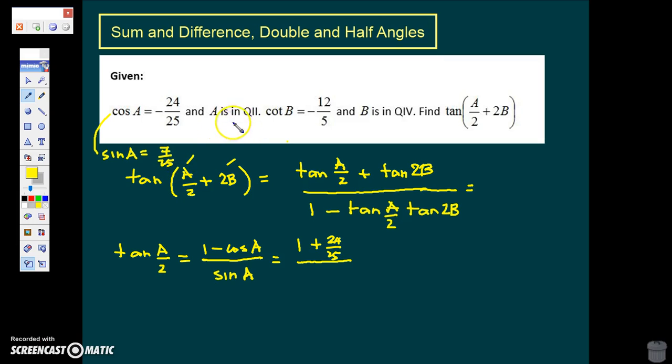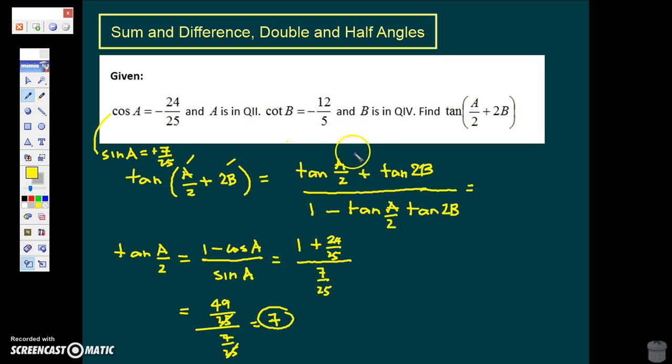And take note where the angle lies. A is in quadrant 2, therefore this is positive. Sine is positive in quadrant 2. So we have here in the denominator 7 over 25. Okay, so just simplify this. 1 plus 24 over 25 will give us what? 49 over 25. In the denominator, we have 7 over 25. This cancels out, leaving us with 49 over 7, or simply 7.